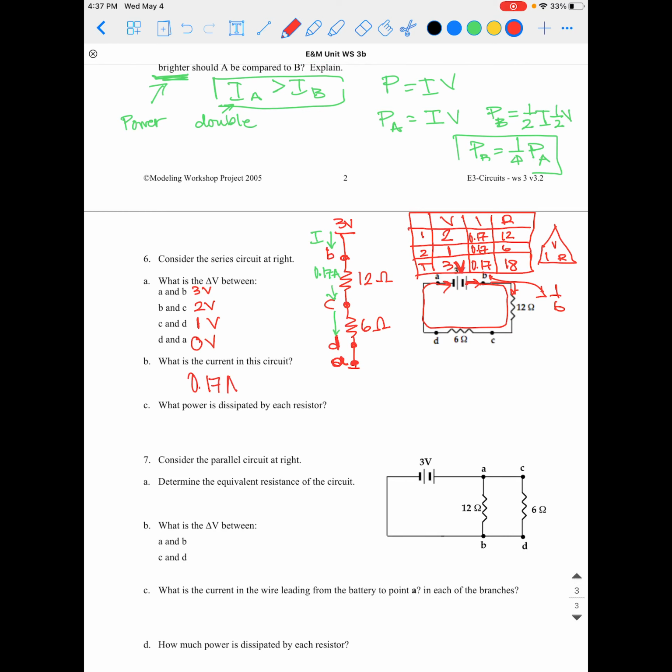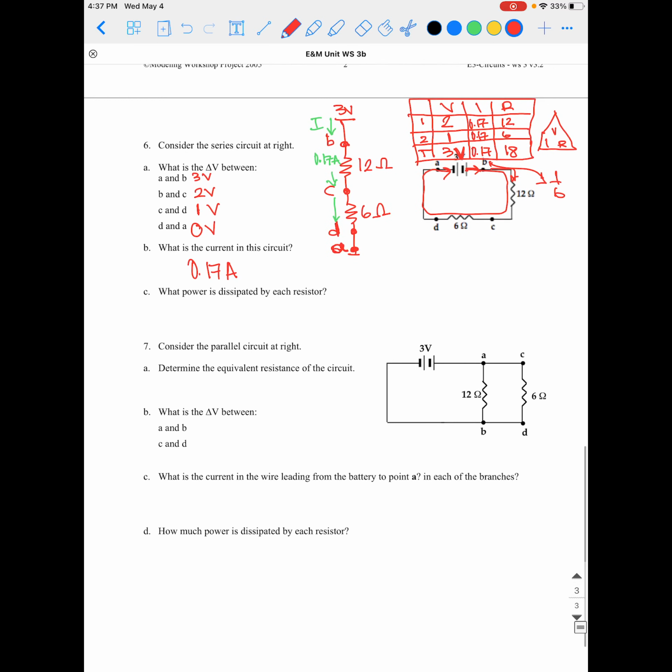And then the power dissipated by each resistor, well, power is equal to current times voltage. For resistor 1, I'm going to take my current, which is 1/6, and multiply it by my voltage 2, and that's going to give me 1/3. My power for the second resistor is a current of 1/6 again, but this time a voltage of 1, and I get 1/6. And remember, our units for power is watts.